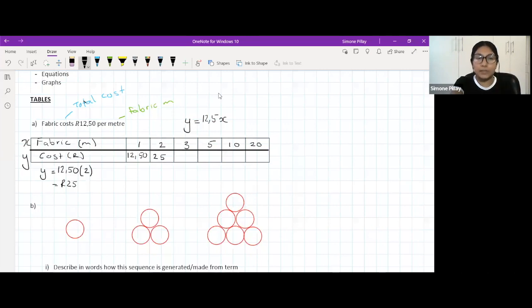Moving on, let's complete the table. If you guys don't understand, make notes on what you don't understand so I can take your questions as soon as I complete the table. We are moving on to number 3. What am I saying? My output, my cost, is going to be equal to 12 Rand 50, which is my cost per meter, multiplied by my input of 3. There I'm going to get, let me do the quick math in my head, 37 Rand 50.